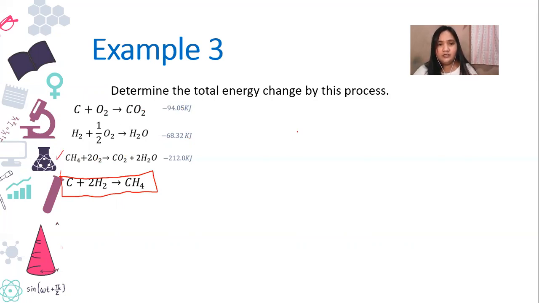And I have to switch CH4 because CH4 is on the left side initially, but on the product side, it needs to be on the right side. So I'm switching that. So I'm putting CH4. Let me do that. So CH4 yields C plus 2H2. And since I switched the places, the heat, wait, what did I do?